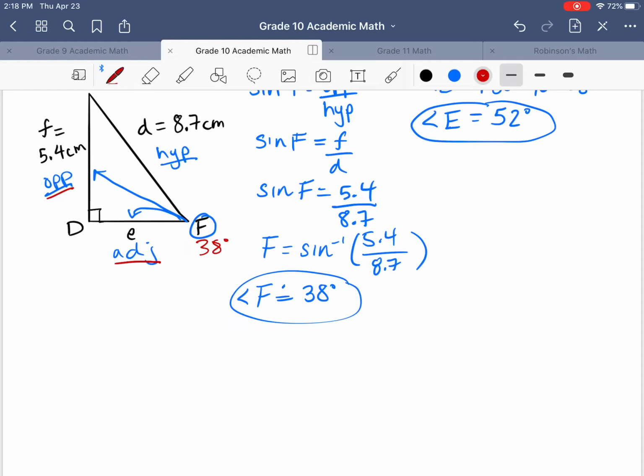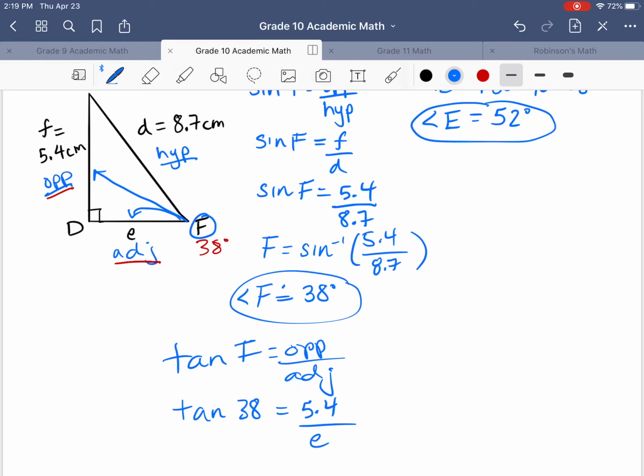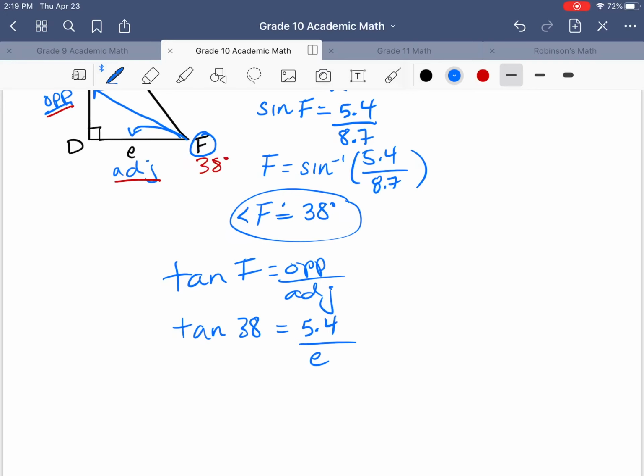So because we're using opposite and adjacent, we are going to use tan. So tan of F is equal to opposite over adjacent, and F is 38, so tan of 38 is equal to 5.4, and our adjacent is labeled as E. So we want to get E by itself. We are going to multiply on the left-hand side because it's the opposite of the division that we have going on on the right-hand side. And then we are going to divide on the right-hand side by tan 38.